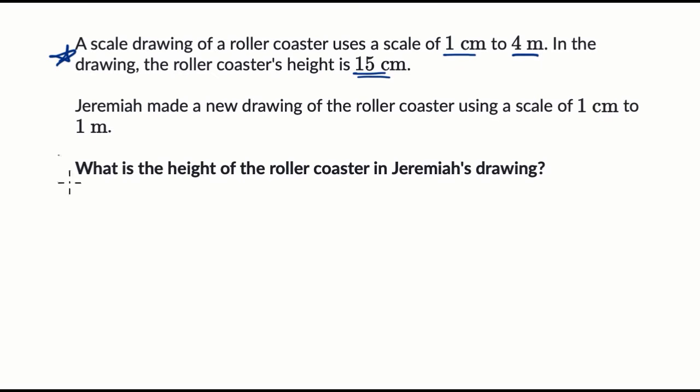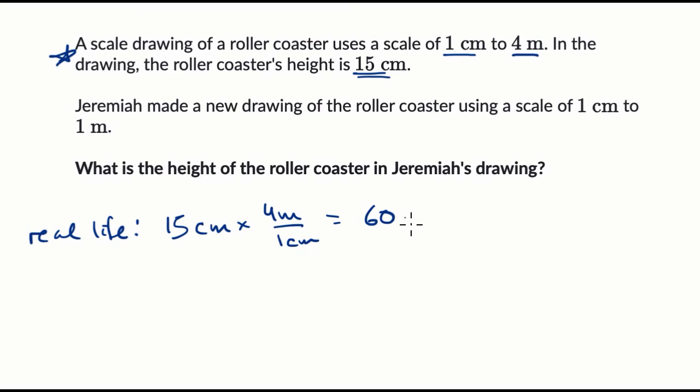So in real life, the roller coaster is going to be 15 centimeters times, we could write it this way, 4 meters per every 1 centimeter. That is the scale. So we are going to get it to be 60 meters in real life. And just think about what's going on here. 15 centimeters is 15 times that 1. So the real life height is going to be that times 15. So that's going to be 60 meters.